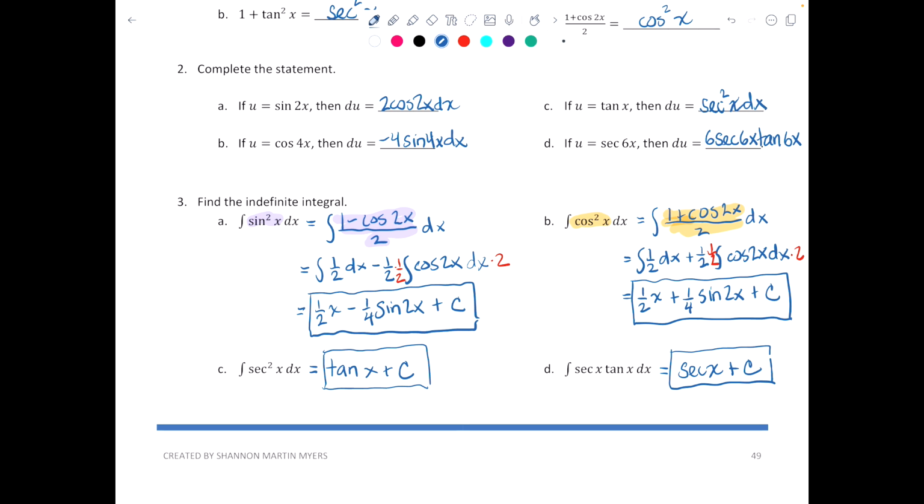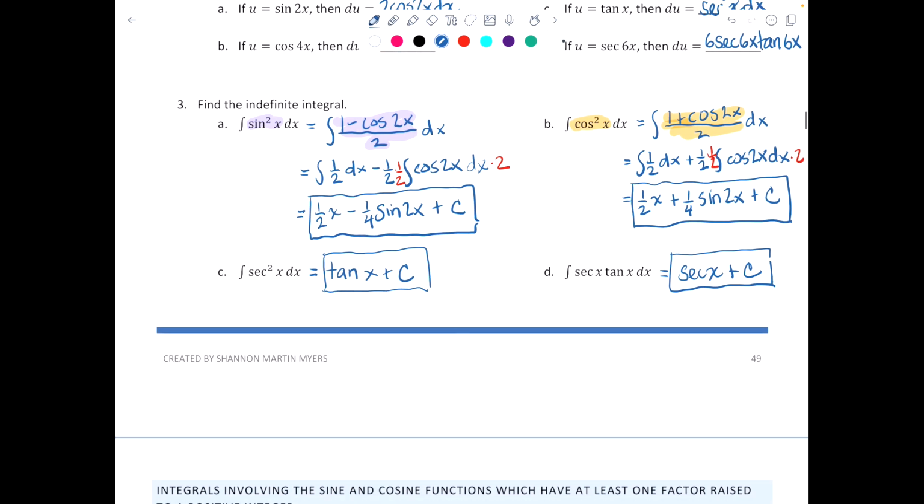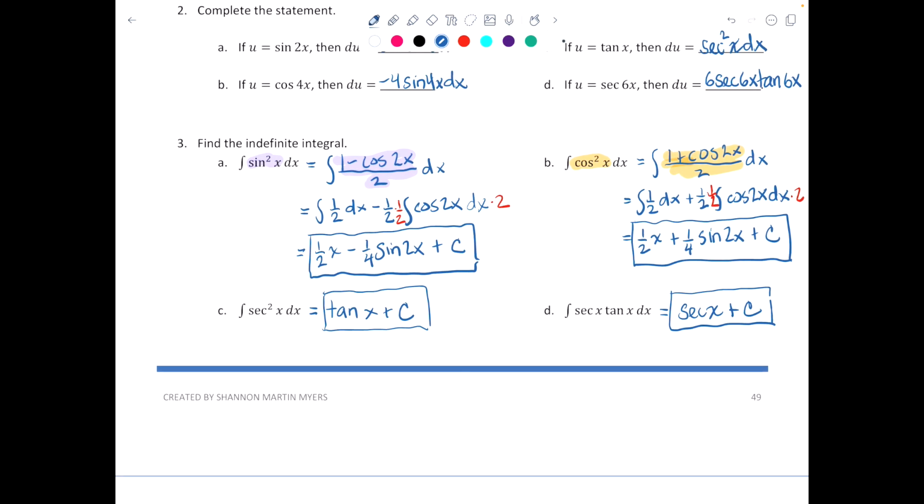A lot of times these are the ones that students get the most tripped up on in the trigonometric integrals section. All right, so go ahead and take a little break, and we will come back for the first part of 8.3.